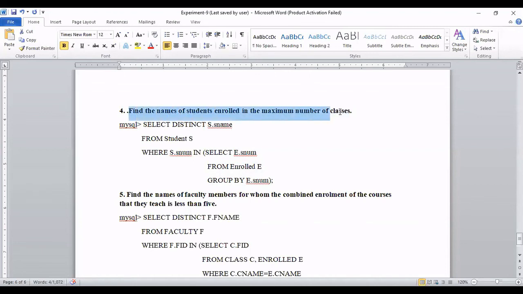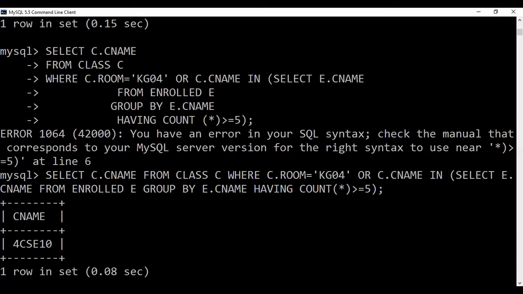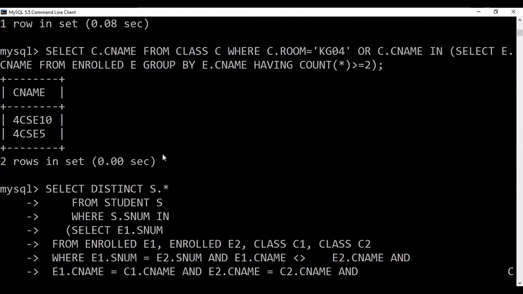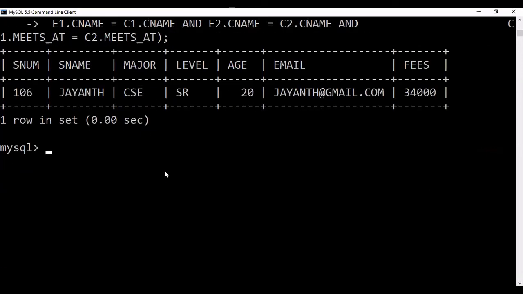Now here I'm putting this: find the names of the students. I'm executing, then I'll stop. Another query you can practice. I don't have the time. So this is what you'll do. First I'm fetching query number 4 to find the maximum number of students.